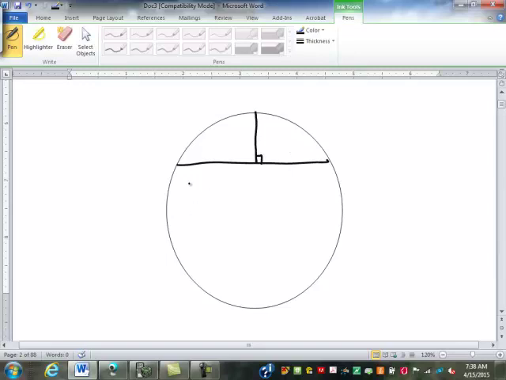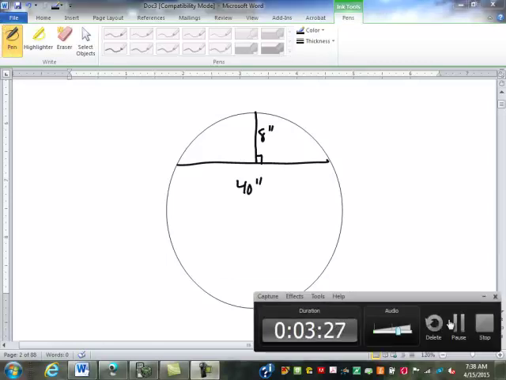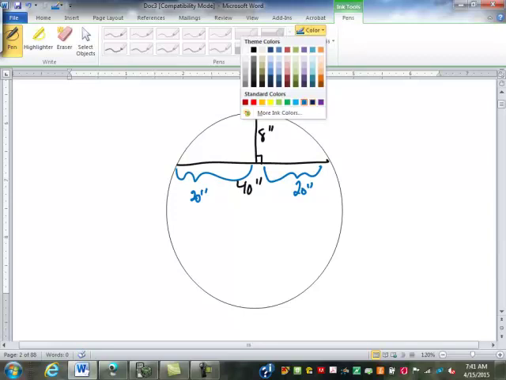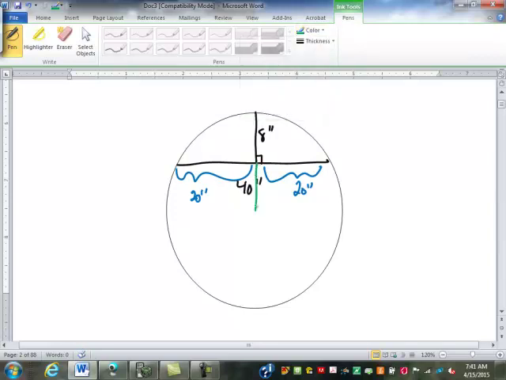So now I want you guys to try to find, if this is 40 inches across here and 8 inches high there, the radius of that circle. So walk me through it. 40, so 20 inside. Just because we can. The rest of that line, 8 inches. Okay.